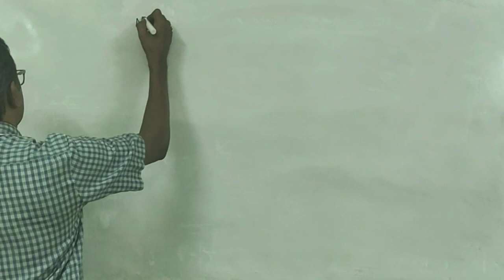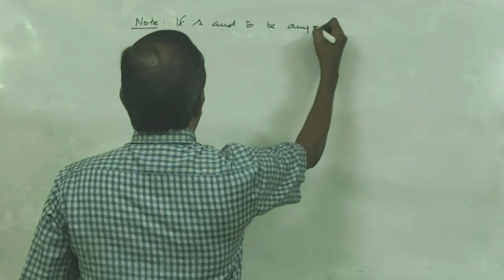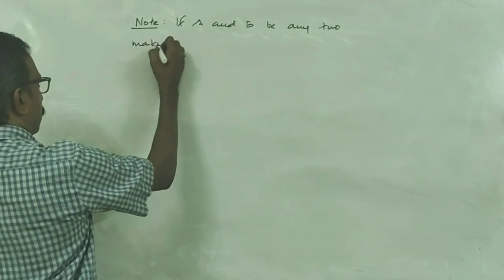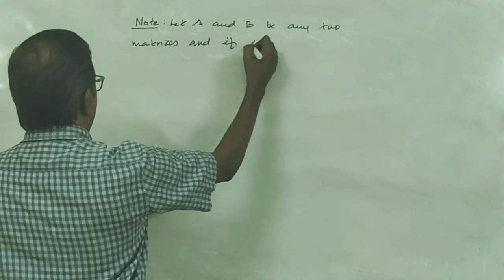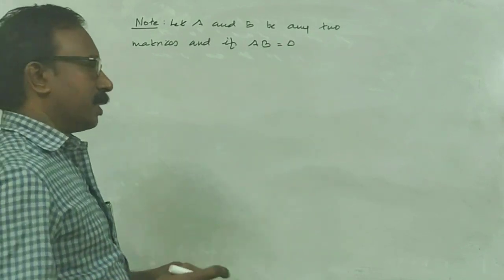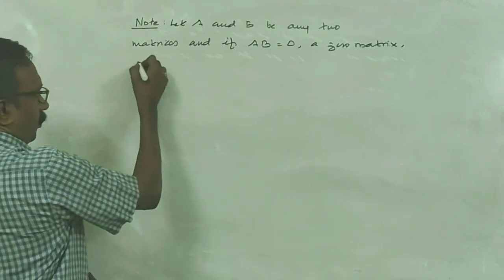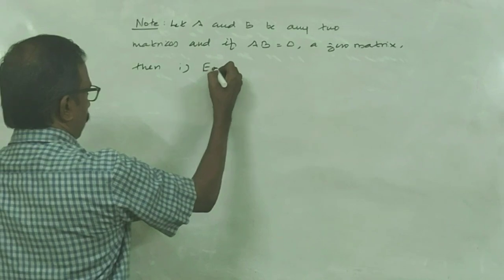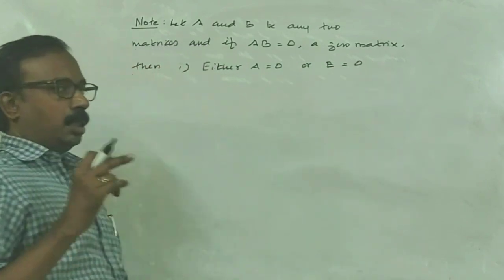You have to do the second property of the distributive law. Now we have one more point to notice here. If A and B are two matrices, and if AB is equal to 0, a 0 matrix, then the first condition is either A is equal to 0 or B is equal to 0. This is the first condition.